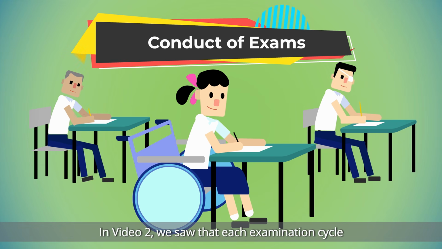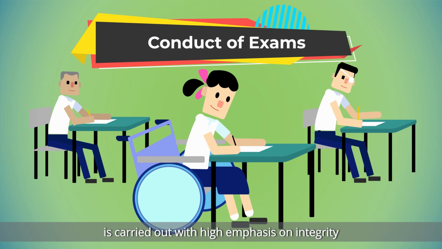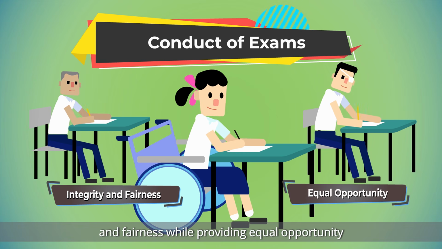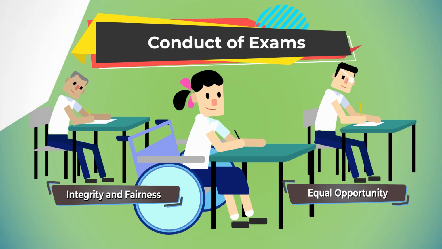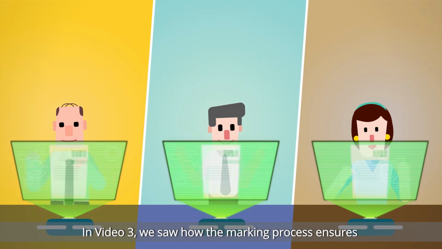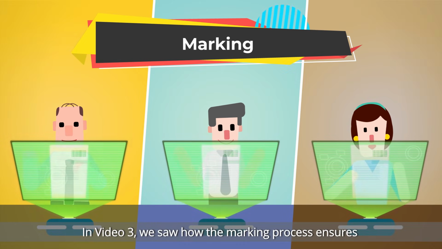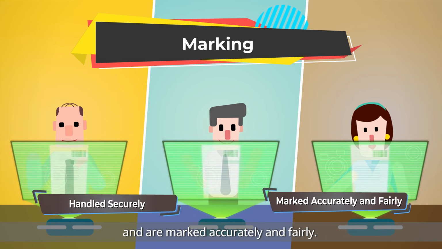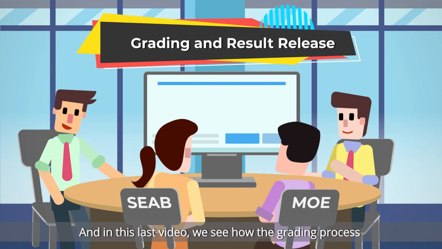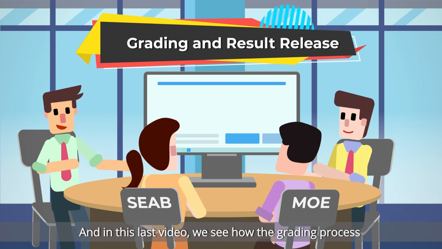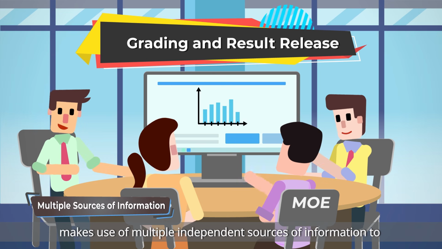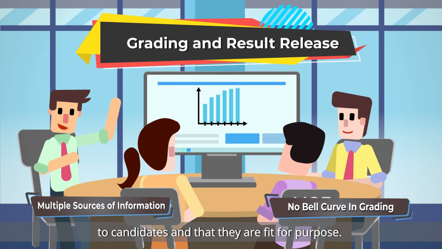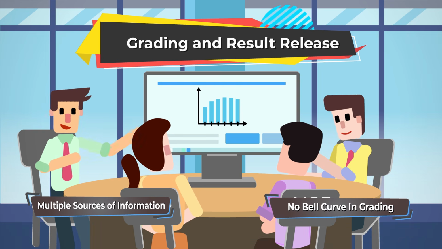In Video 2, we saw that each examination cycle is carried out with high emphasis on integrity and fairness while providing equal opportunity to all candidates. In Video 3, we saw how the marking process ensures that our candidate scripts are handled securely and are marked accurately and fairly. And in this last video, we see how the grading process makes use of multiple independent sources of information to ensure that grades are accurate and fair to candidates and that they are fit for purpose.